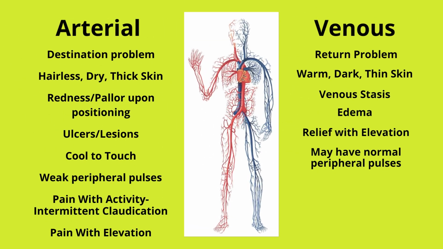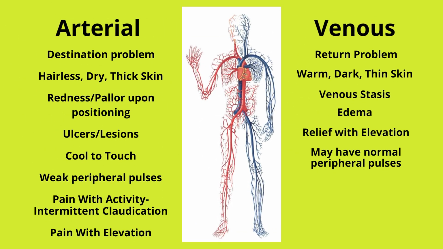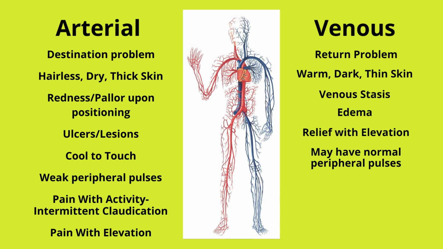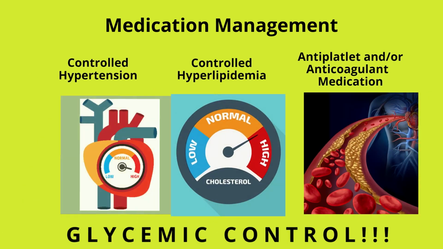When looking at arterial, this is a destination problem. The limbs will likely be hairless, the skin will be dry and thick. You'll have redness and pallor upon positioning, ulcers and lesions. They might be cool to the touch or have weak peripheral pulses, and of course, intermittent claudication. In venous, it's a return problem. Warm, dark, thin skin, venous stasis, edema. You'll have relief with elevation and may have normal pulses.